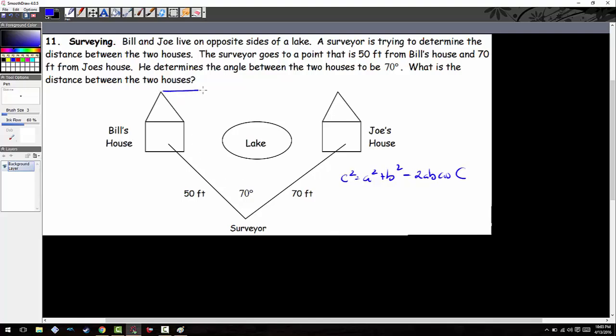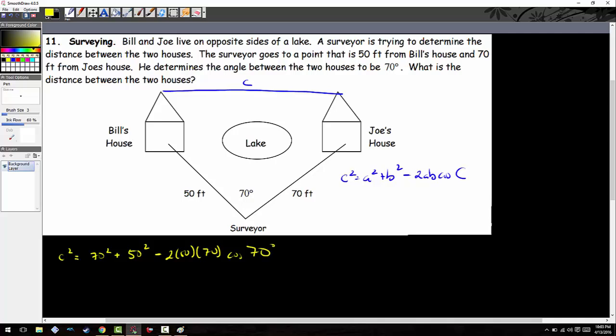So that's what I want right there. I'll go and call that C. So here's what I have. C squared, that's the side that I'm solving for, so C squared is equal to A squared. Well, it doesn't really matter which one I choose. I'm going to go 70 squared plus 50 squared minus 2 times 50 times 70 cosine of 70 degrees.